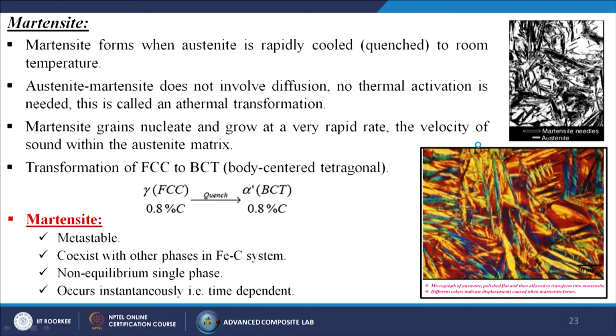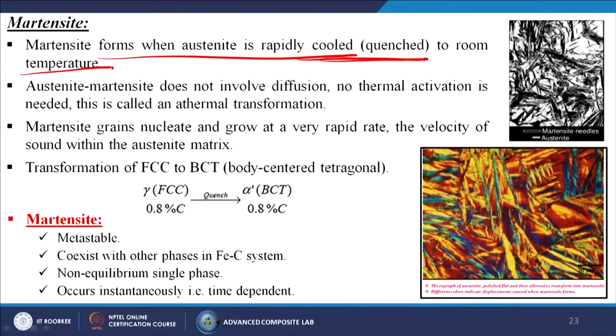Now, we are going to discuss the martensite. Martensite forms when the austenite is rapidly cooled, or quenched. That means we are raising the material up to high temperature and then suddenly dipping it into some water or oil to quench it to room temperature. So, suddenly from high temperature the material comes to low temperature, or room temperature. Austenite to martensite transformation does not involve diffusion, and no thermal activation is needed. This is called an athermal transformation.